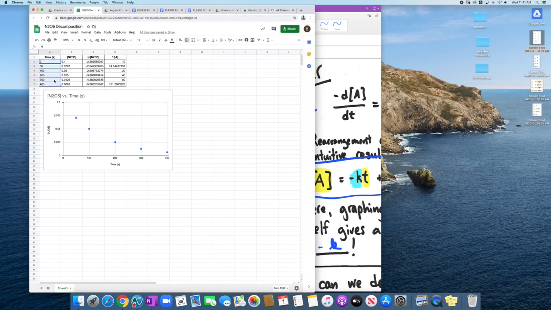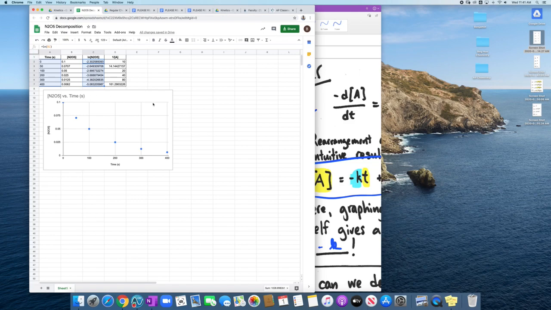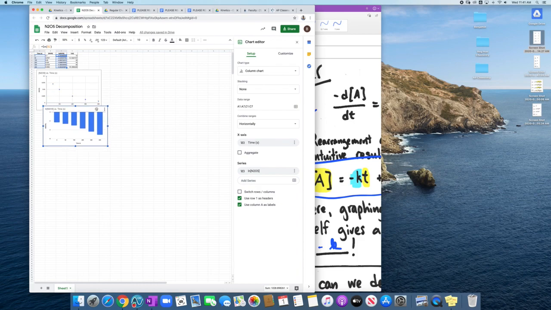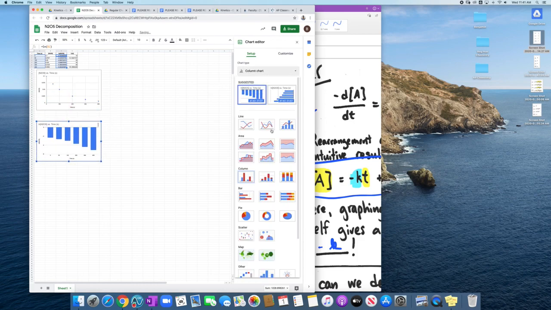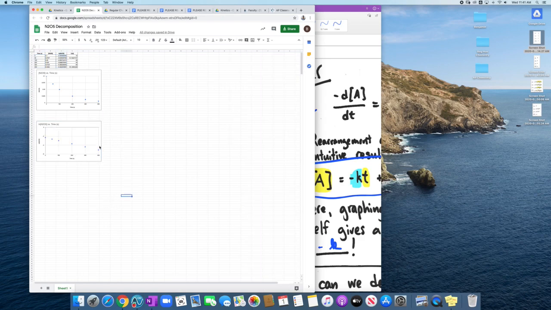I'm going to graph this on the x-axis and this stuff on the y-axis. Insert chart. And I don't know where my chart is. Okay, so it gave me a weird looking graph. I don't want a bar graph. I want a scatter plot. Boom. Okay, now this graph here, I don't know why it took so long for that to show up. I'm going to zoom back in again.